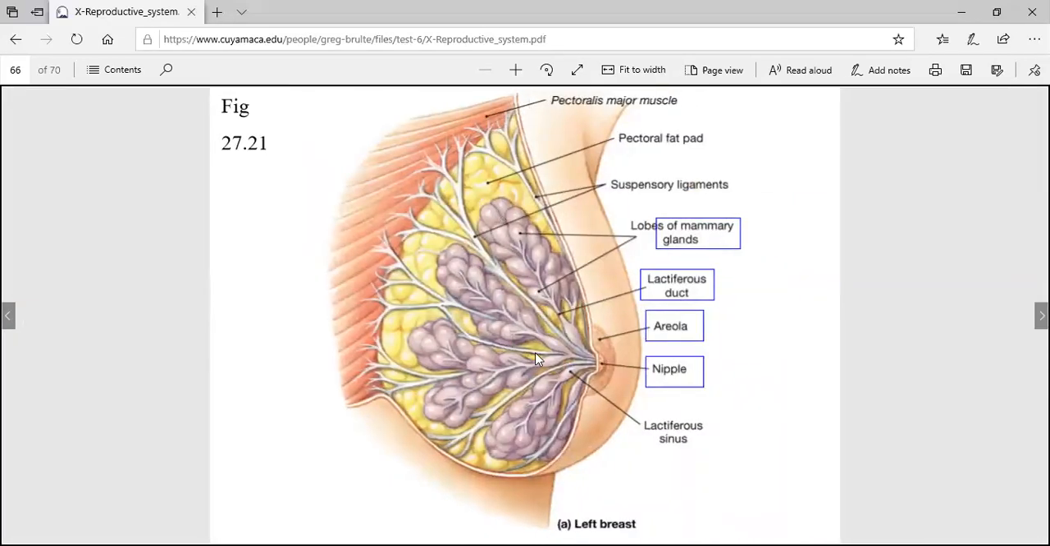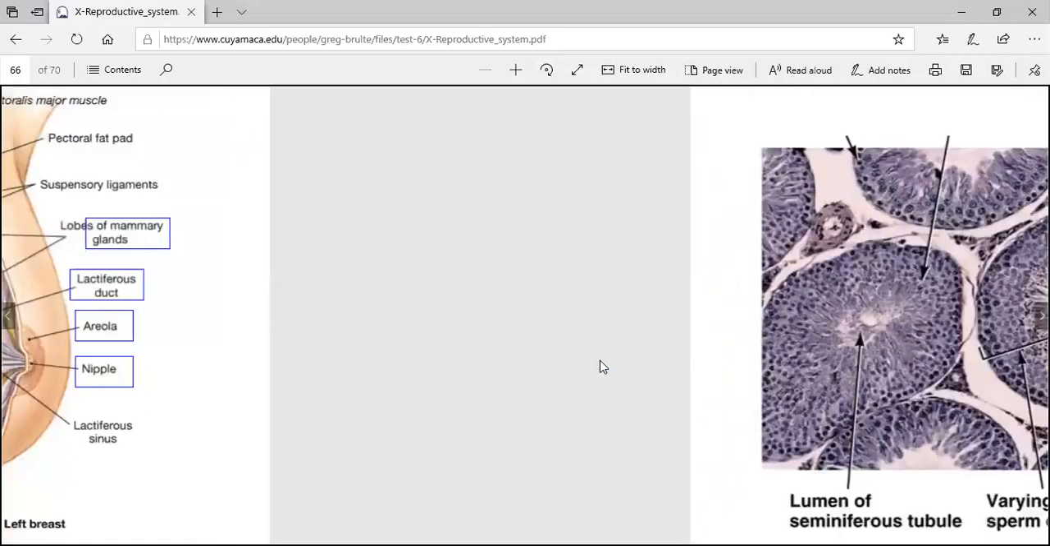Oh, I forgot I had this laminate. I just do the 4 things. Nipple, areola is the pigmented area here. Then don't forget mammary glands and lactiferous ducts. So that's only 4 things I can point at. Lactiferous ducts, mammary glands, areola, or nipple.